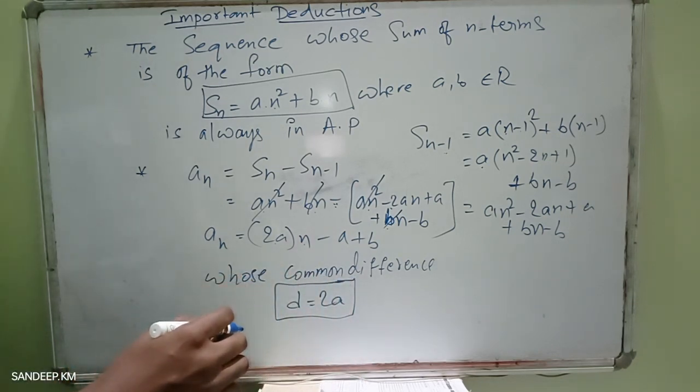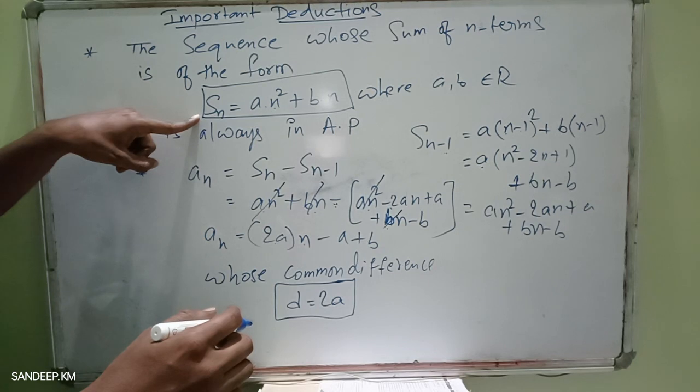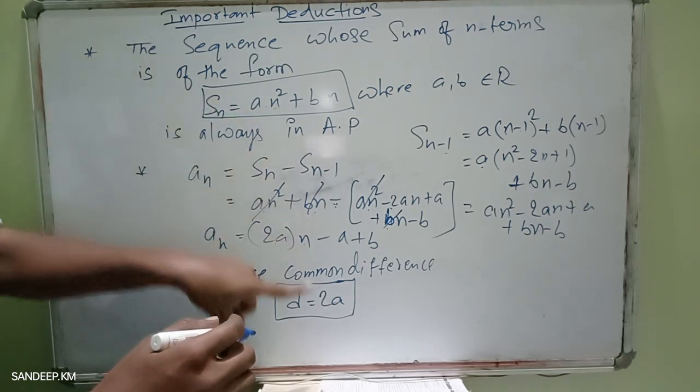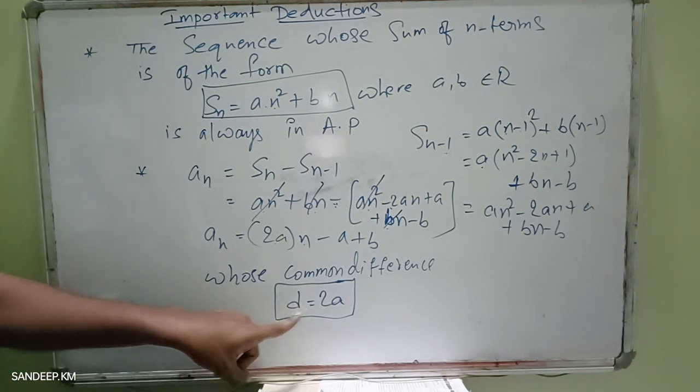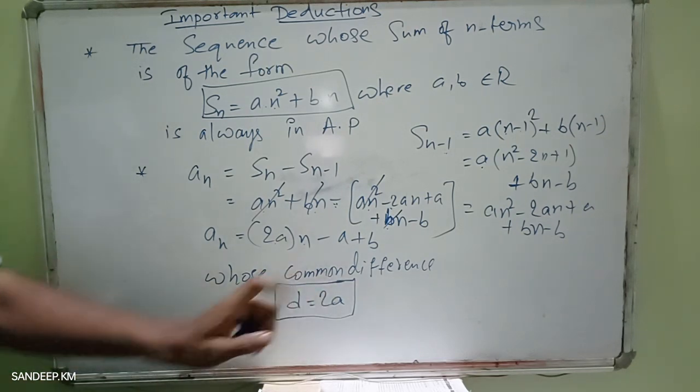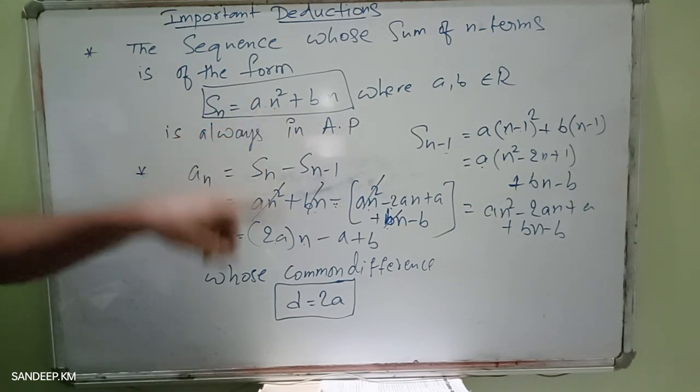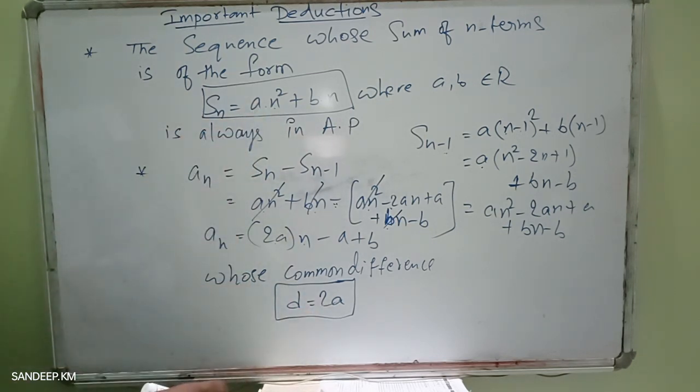Please observe. If you know the sum of n terms, by looking at this quadratic polynomial, directly we can write what the common difference is. So what is the common difference? 2 times the n square coefficient. Correct? If the n square coefficient is a, then the common difference is 2a. Okay, fine. So we'll look at an example.